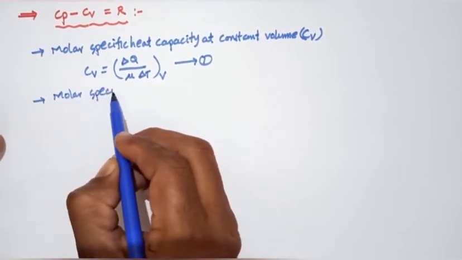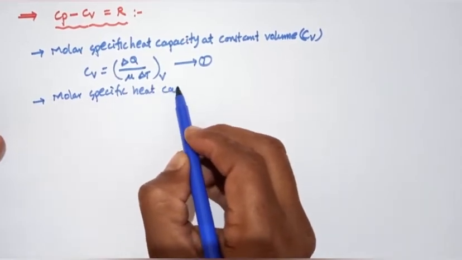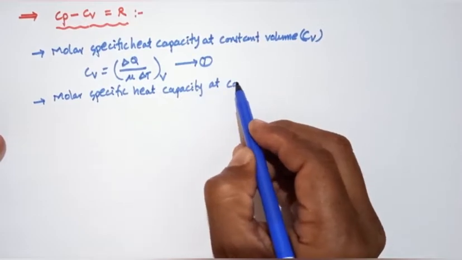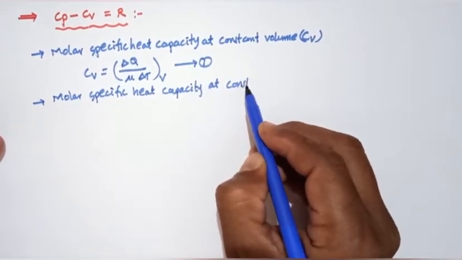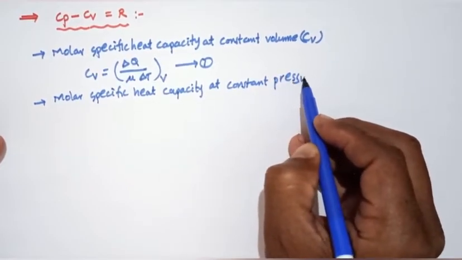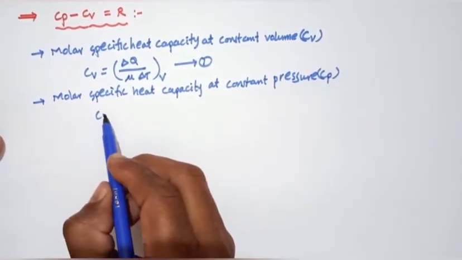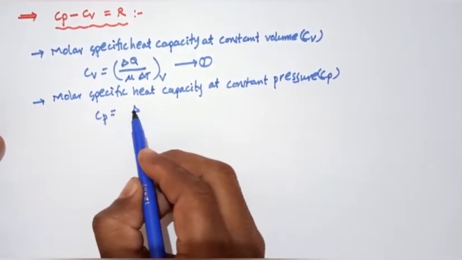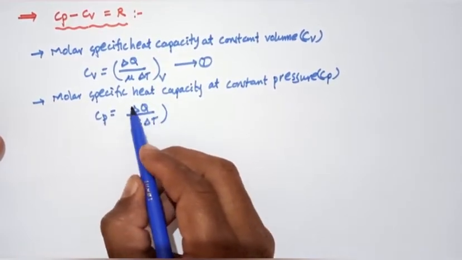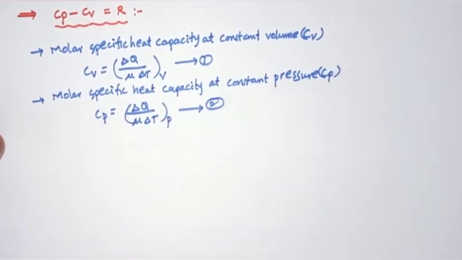Molar specific heat capacity at constant pressure is denoted as Cp. Here Cp equals delta Q by mu into delta T at constant pressure. So this is equation number 2.